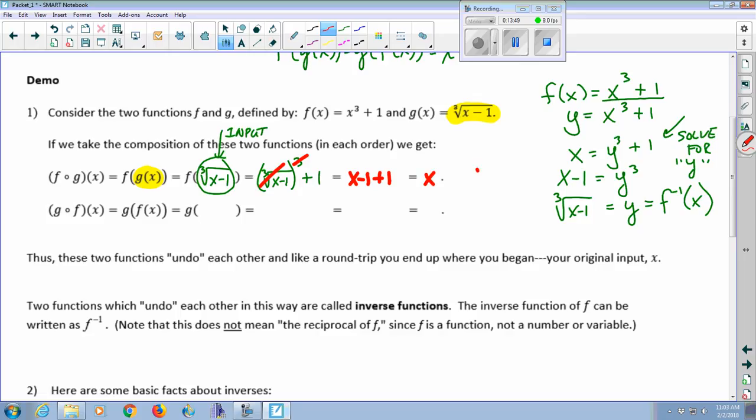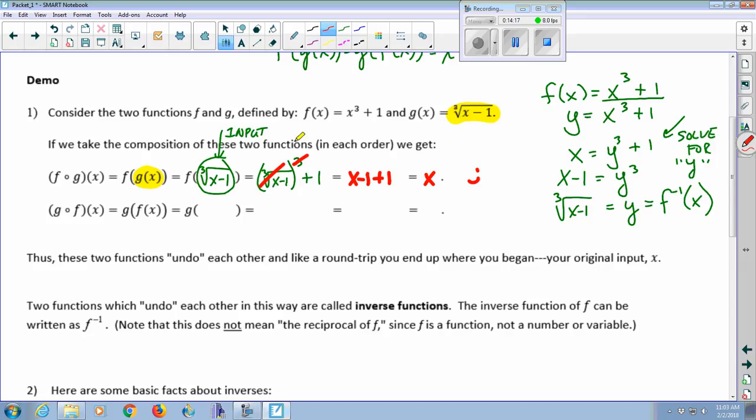So you got half of a smiley face, because you're halfway home to proving that those are inverses of each other. You're not there yet, but it's satisfied the first composition that they undid each other, and you're right back to where you started, because you started right here with x, you did all this baloney to it, and you're right back to x. So now to prove it, you have to reverse the order of the composition.